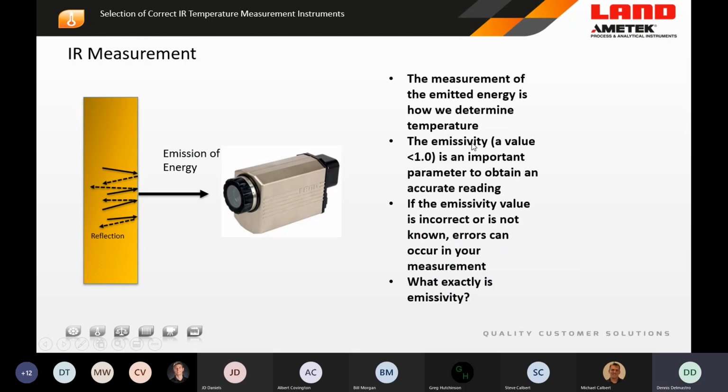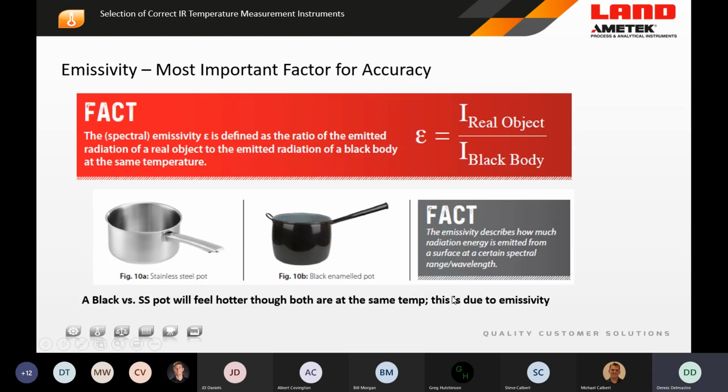That emissivity or emitted energy will always have a value less than 1 because you have internal reflections. And if the emissivity value is not correct or is not known, errors can occur in your temperature measurement. So what exactly is emissivity? Well, emissivity is probably the most important factor for accuracy in the IR world. It has a definition to it, which is very simple.